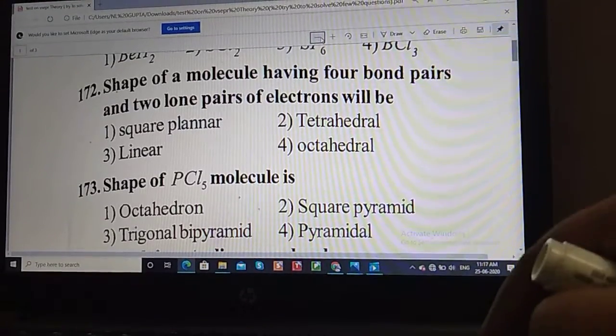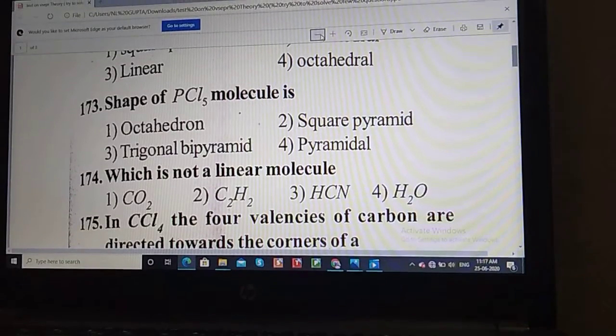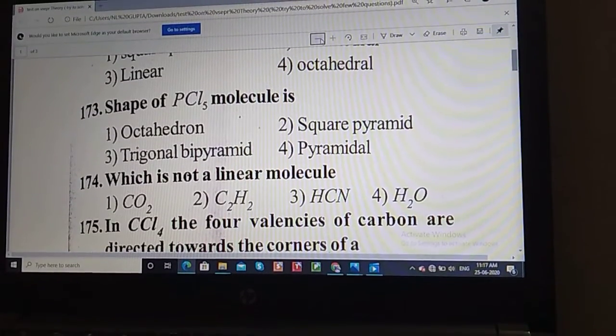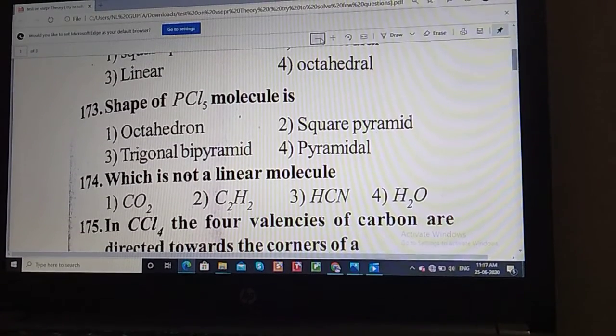Now let us move to question number 173. The shape of the PCl5 molecule. In the morning lecture I already explained, student, the shape of PCl5. What will be the shape, student? So let us see, student, they are asking the PCl5 shape. So here, come on the board, student.